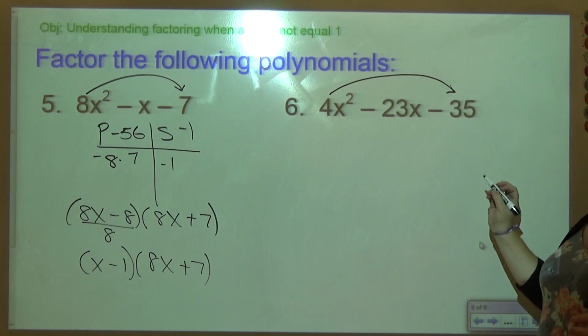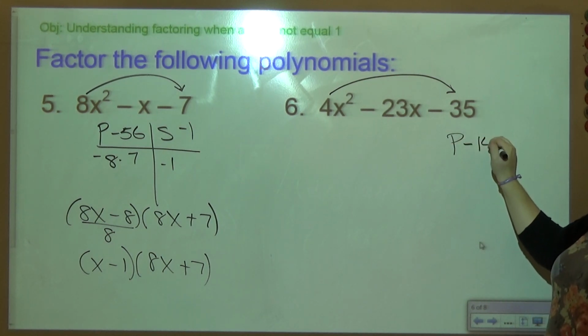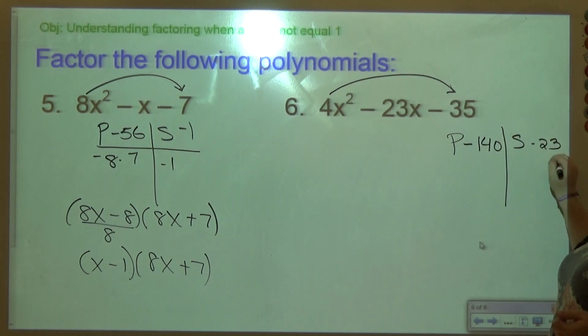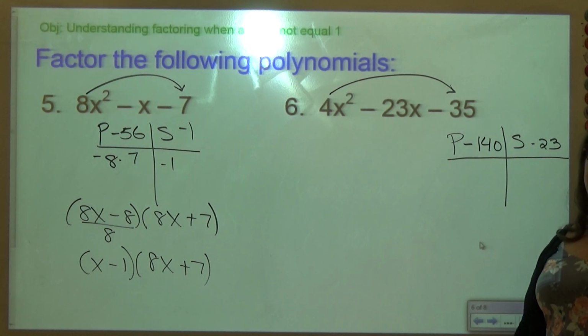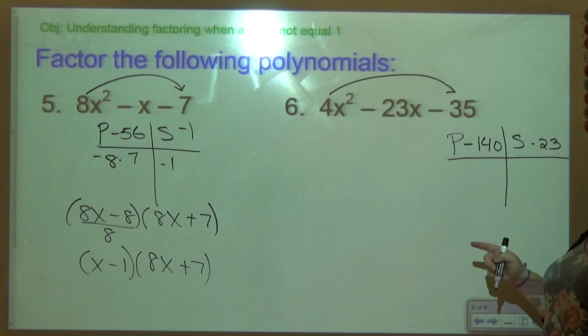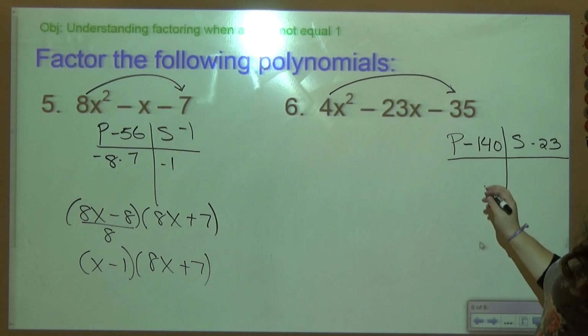Slide that to the back. My product is negative 140. My sum is negative 23. I love this problem because it forces you to really use your brain. So many students can do this in their head. You need a method for figuring it out if you can't do that in your head.